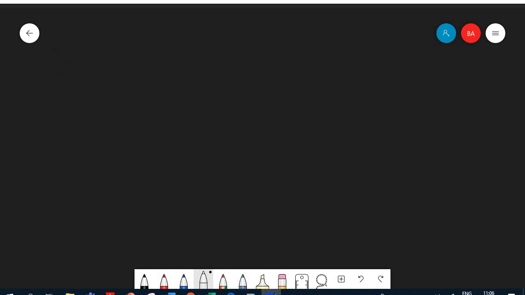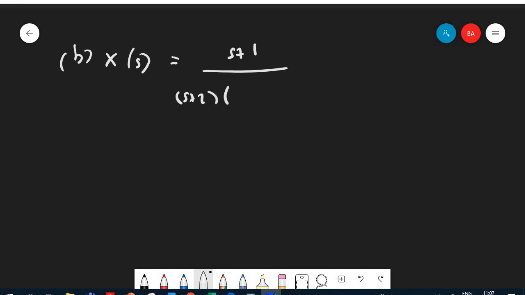So again, I'm writing the problem. I just restarted my whiteboard so that I can write faster. It was a bit slow. So X of s is equal to s plus 1 over s plus 2 into s plus 3 into s squared plus 4. Okay, so that is my problem here.